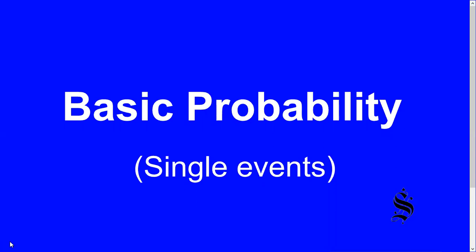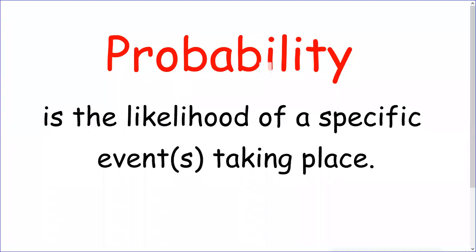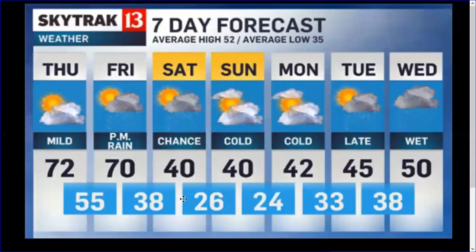Basic probability. So what is probability? Probability is the likelihood of a specific event or events taking place. And probability is all around us. When you're watching the weather, you've probably heard the meteorologist talking about the probability of rain or snow.